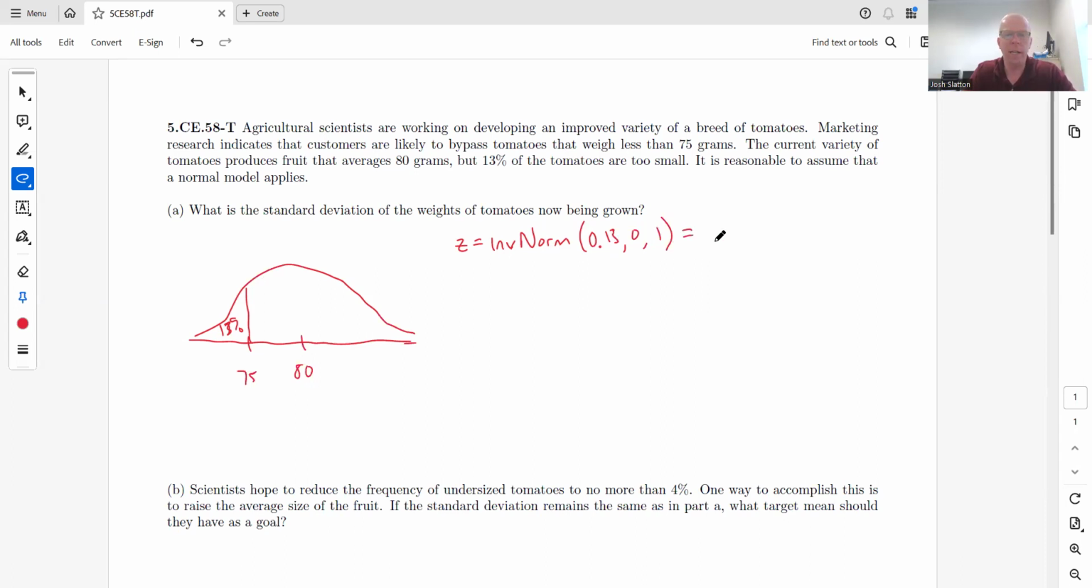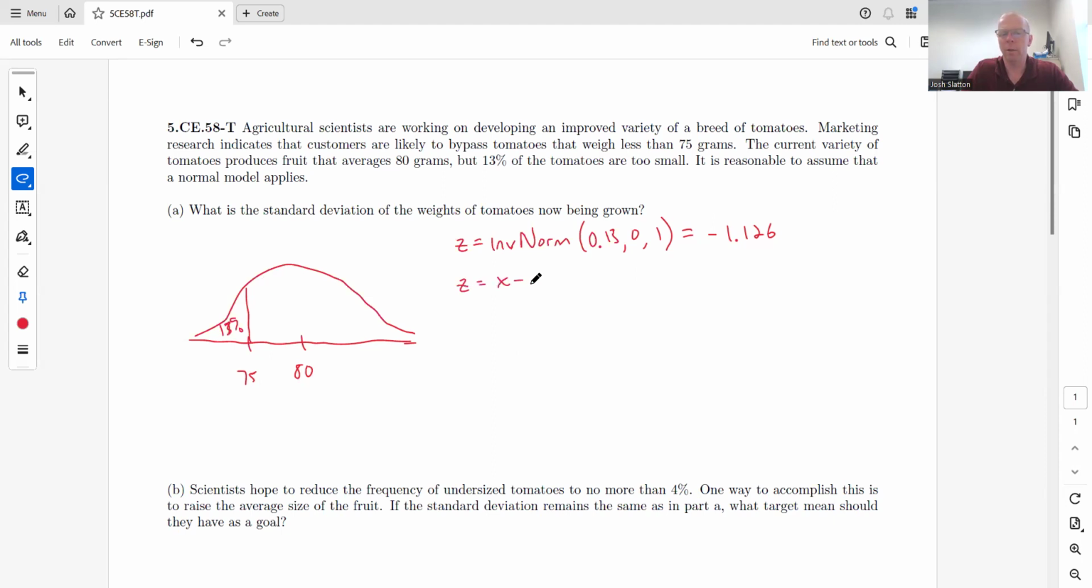When you do that, you get negative 1.126. What that is telling us is that is a z-score that relates 75 to 80 with whatever the standard deviation is that we're looking for. So we want 75 to be 1.126 standard deviations below 80. All right, so now if that's our z-score, we can find the standard deviation.